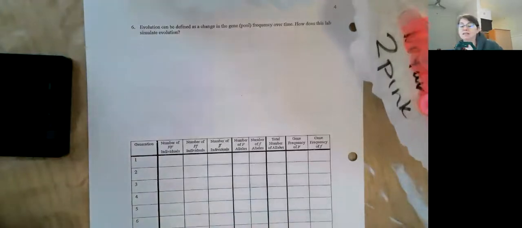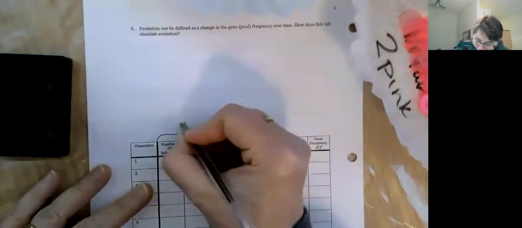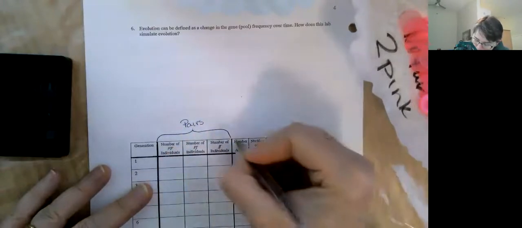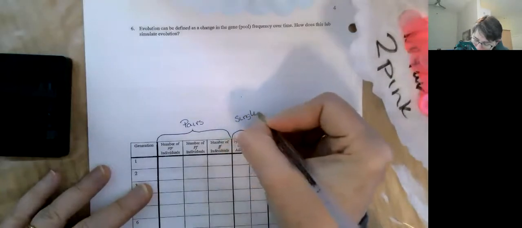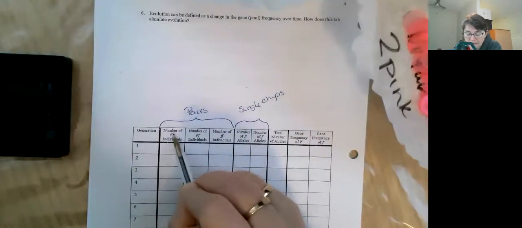I borrowed this from somewhere else, and I didn't like the chart, and I actually redid it this morning, but you guys got the original copy. But I want you to add, here we're counting pairs, and here we're counting single chips. And the reason we're counting pairs here, this says the number of capital F individuals. Well, in other words, how many capital F bunnies we have. And bunnies, an individual always has 2 genes.